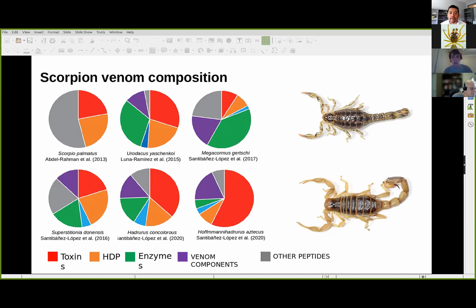What we can see from these slides is that the distribution of those major components is slightly different. Now, I need to tell you that the category in red, which is indicating toxins, doesn't necessarily mean that these toxins have high affinity to mammal tissue. It can also include those toxins that have affinity to specific tissues.